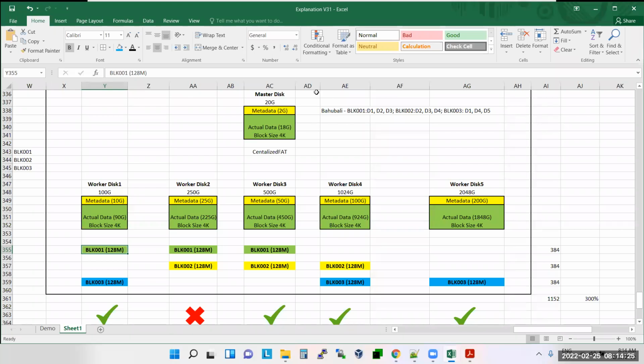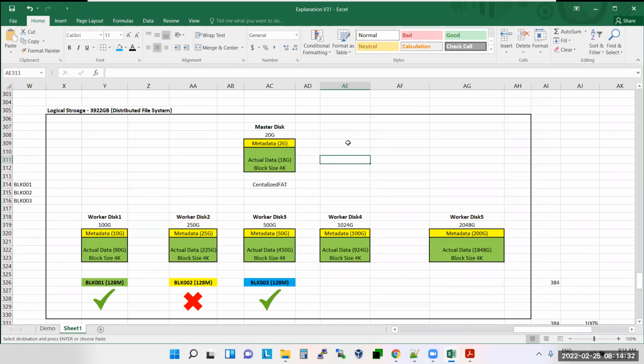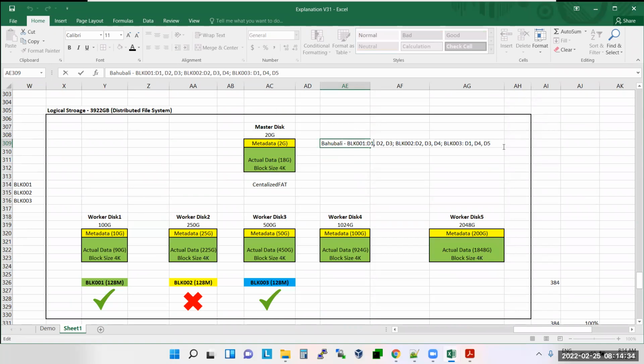Yes, sir. This master hard disk is very, very important here. In this scenario, block 1 is in data node disk 1, block 2 is in disk 2, block 3 is in disk 4.